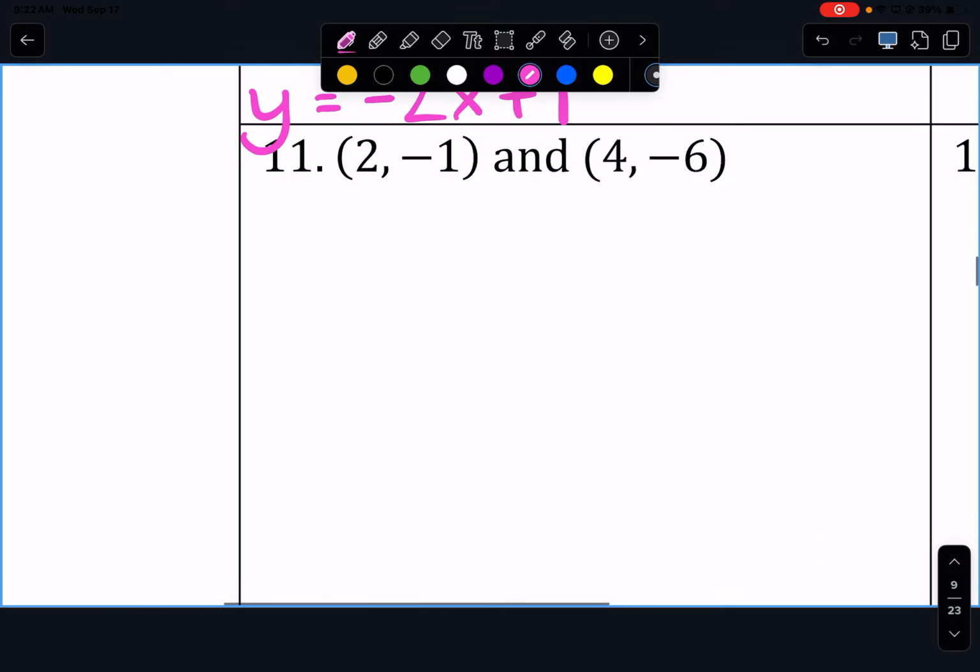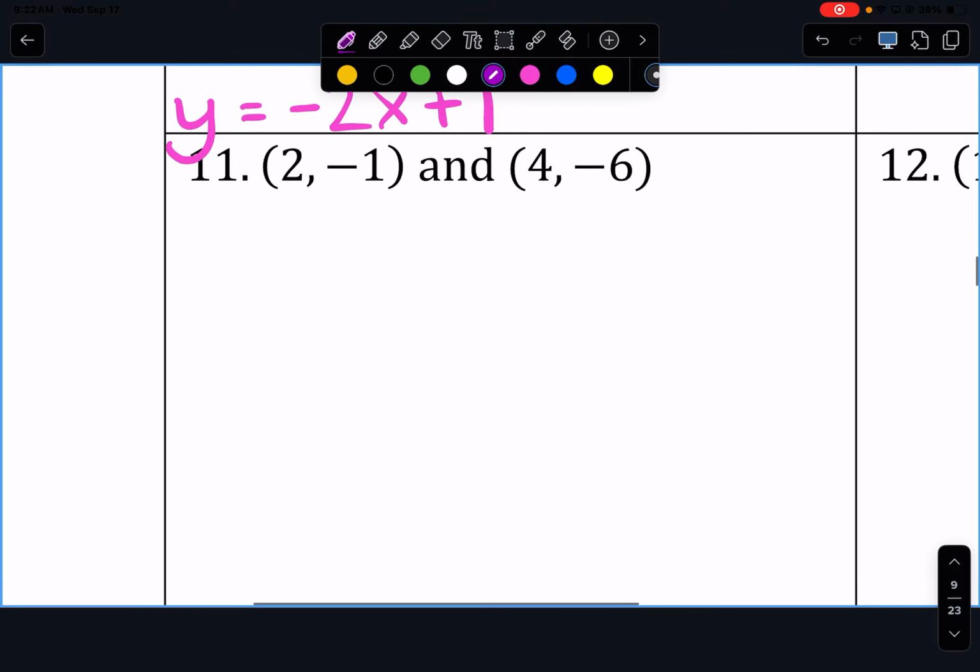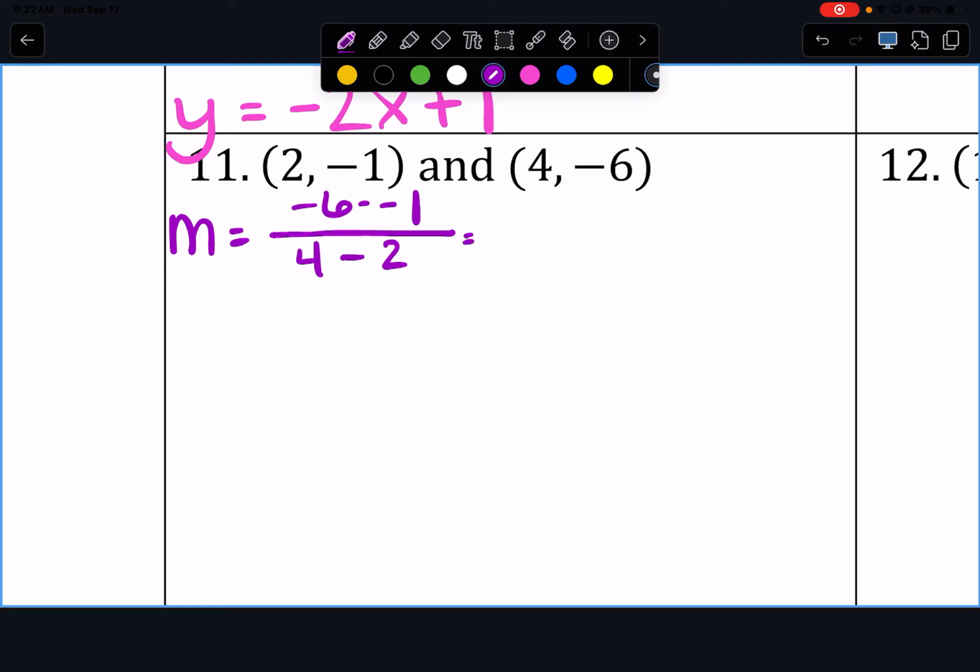And we're going to do that same thing for number 11. So we're going to find our slope. So we have M equals, what's our numerator going to be? Negative 6 minus negative 1. And then our denominator will be 4 minus 2. So when we subtract a negative number, we actually have negative 6 plus 1, which is negative 5. Then we have 4 minus 2, which is 2. Can I simplify negative 5 over 2? No.